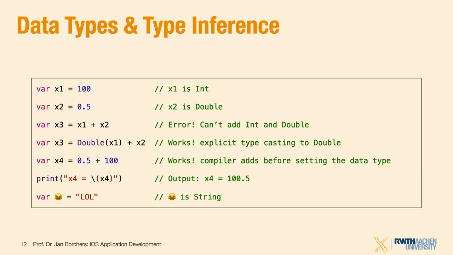Finally, variable names can be letters, numbers, even any Unicode letter. So you can name your variable an emoji, or maybe a bit more useful, you could name a variable pi actually with the symbol for pi, and that would be possible in your code.